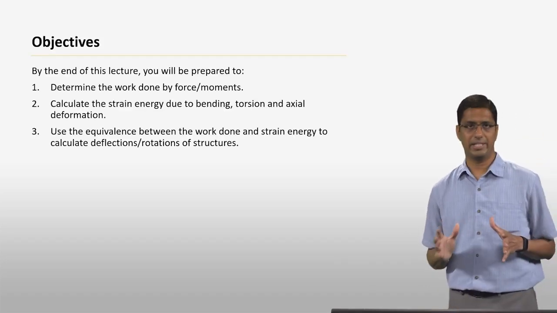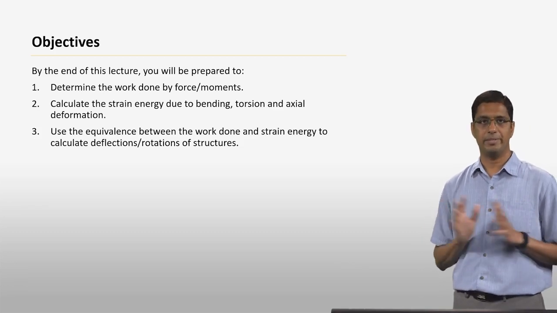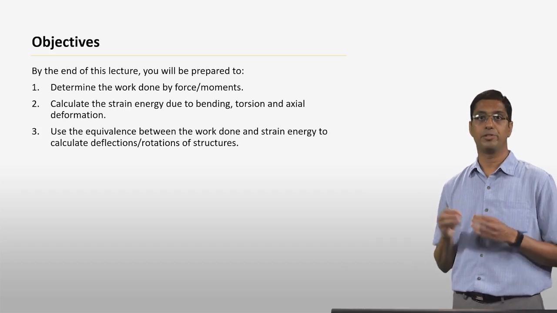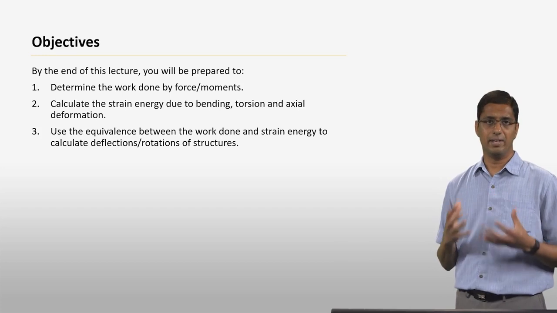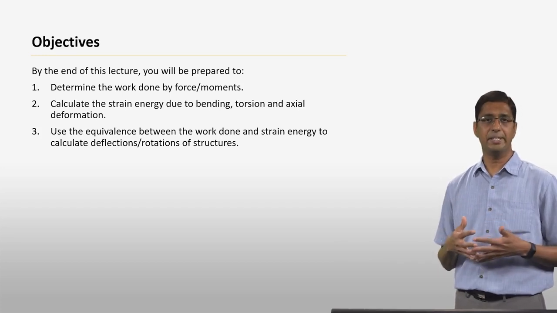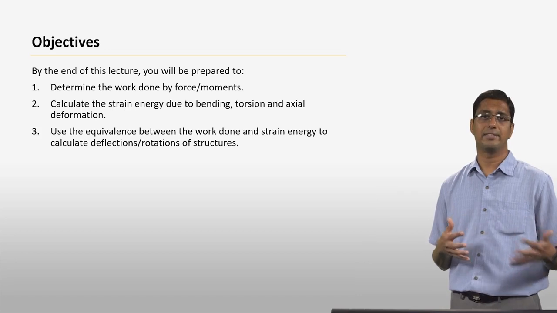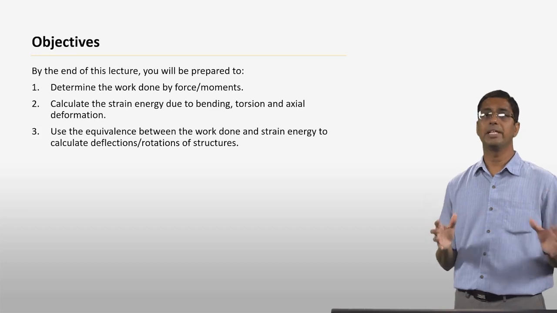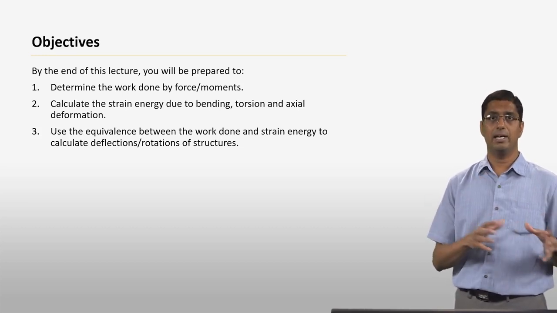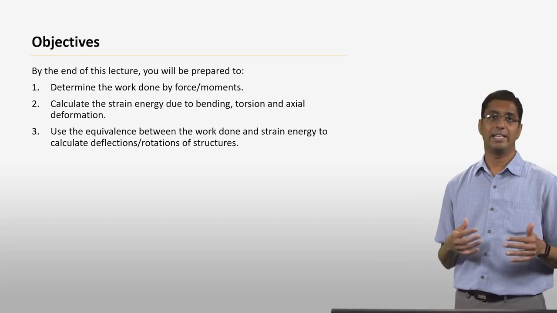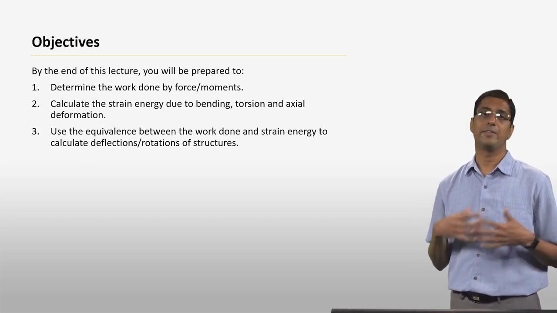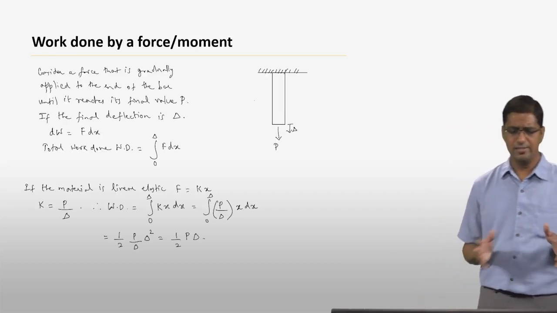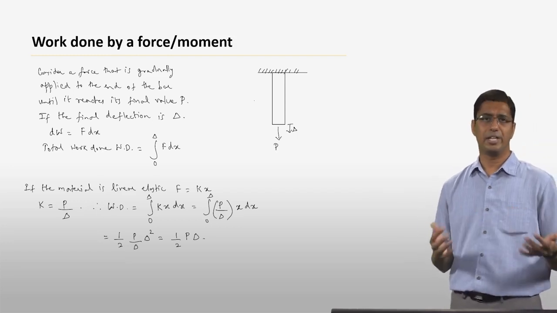So what are the objectives of this class? We are essentially going to focus on three objectives. The first thing is that we are going to learn how to determine the work done by forces and moments. Okay, then we will learn a new concept called strain energy, and then we will find out how to calculate the strain energy due to bending, torsion, and axial deformation. And the last thing that we will do is we will use the equivalence between work done and the strain energy in the body to calculate deflections, rotations, and so on. Okay? And then we will also look at what are the limitations of the method that we are going to learn.